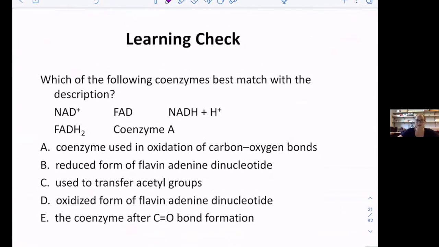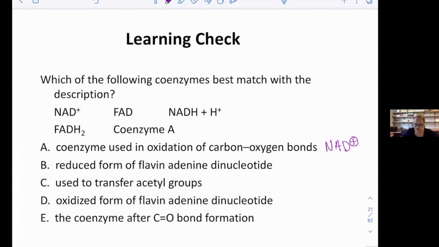Okay, our last one is our learning checks. Which of the following coenzymes best match with the description? We have 5 coenzyme names in both their oxidized and reduced forms for almost all of them, and then we also have 5 different examples here. So what is the coenzyme used in oxidation of carbon-oxygen bonds? That is our first example that we did. That was NAD+. So this is the coenzyme used, meaning it hasn't been oxidized or reduced yet.